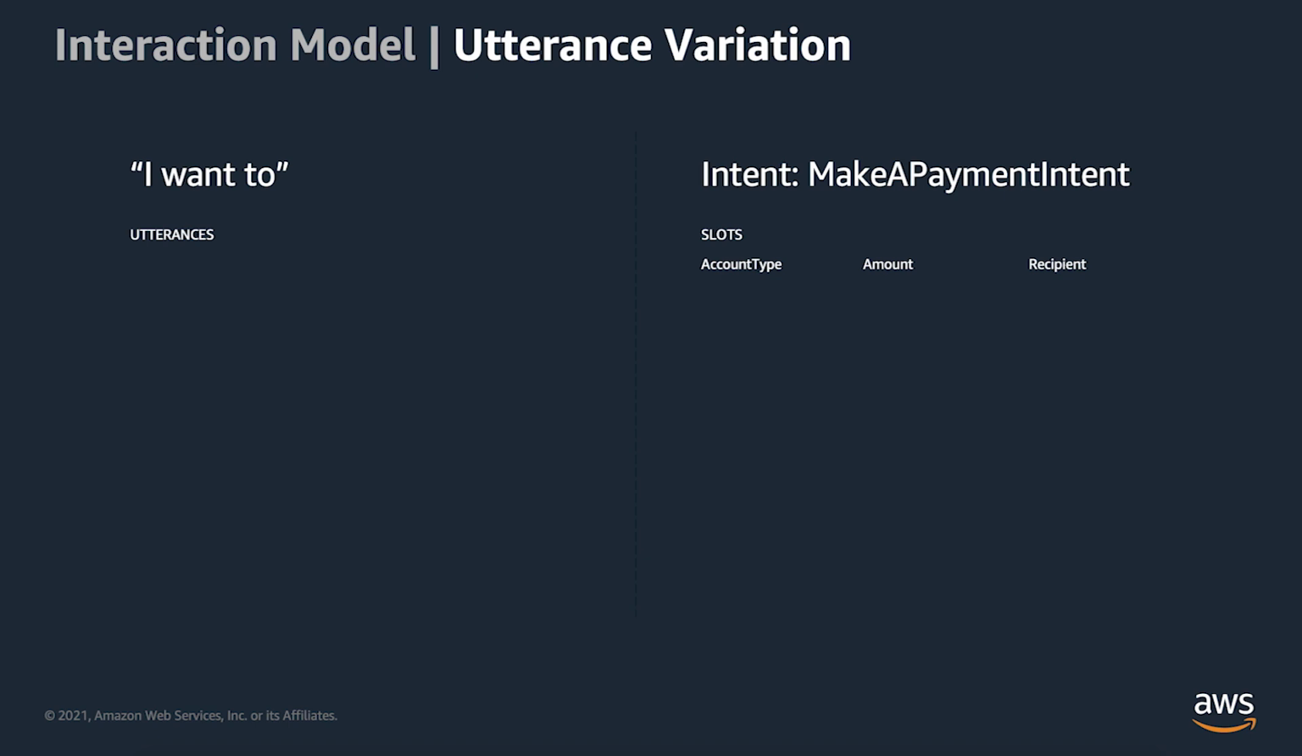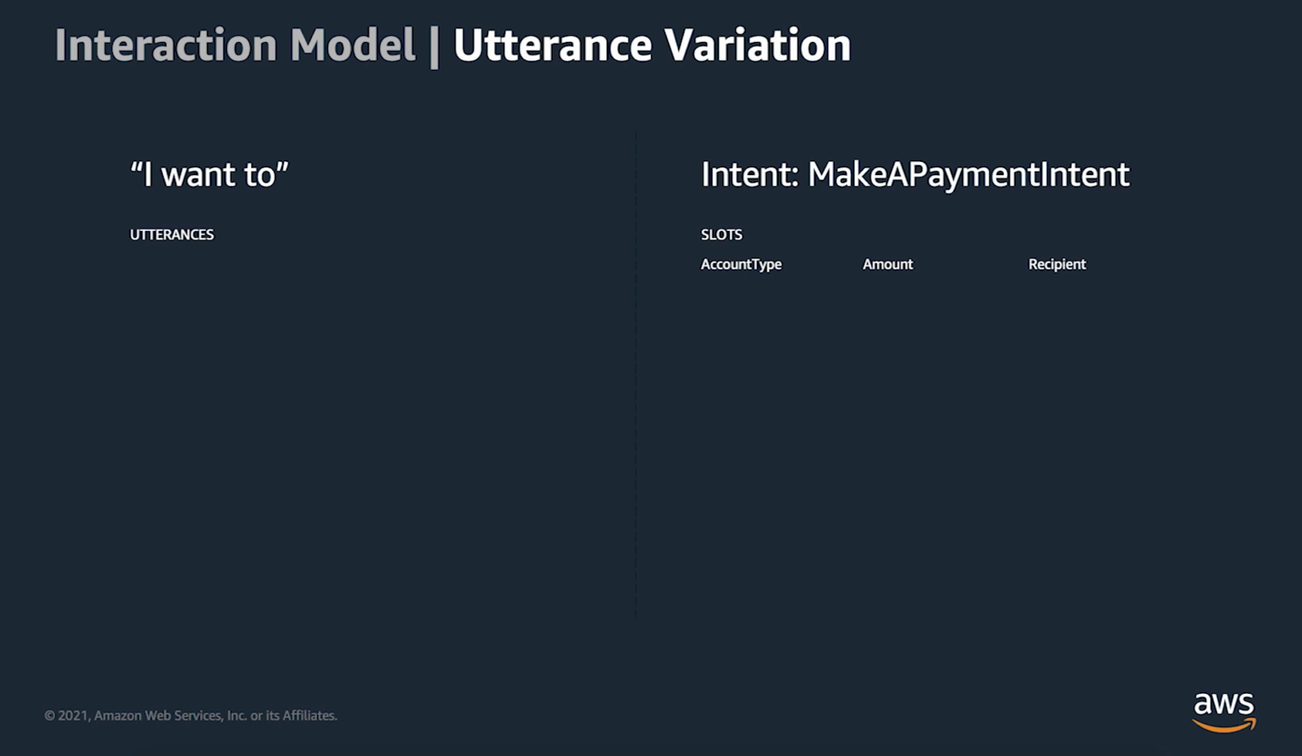But one of the tricky things about building out an interaction model is that you can have a ton of utterance variation. Just for one intent, this make a payment intent, you can imagine that there's a number of different ways that a user might want to make a payment.